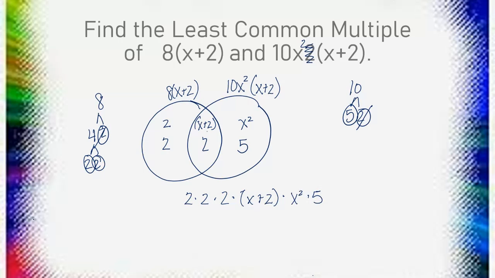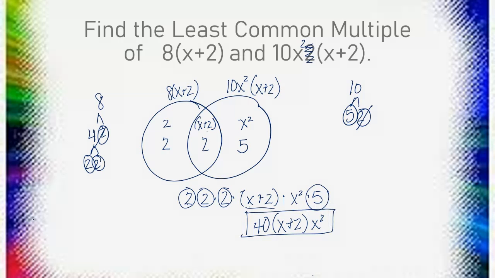Now remember, we want to multiply all the numbers together. That does not include the 2 in parentheses. Leave this x plus 2 alone, okay? So you're multiplying the 5, the 2, the 2, the 2. 2 times 2 times 2 is 8 times 5 is 40. And then I'm going to leave that x plus 2 alone, and I'm just going to tack on the x squared. This is your LCM, okay?